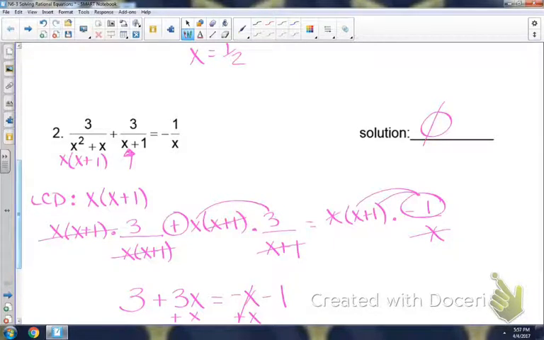So make sure when you're solving your rational equations, you're plugging it back in and checking for a 0 in the denominator. We can't have that. That's undefined.